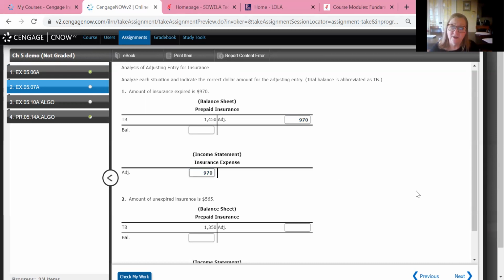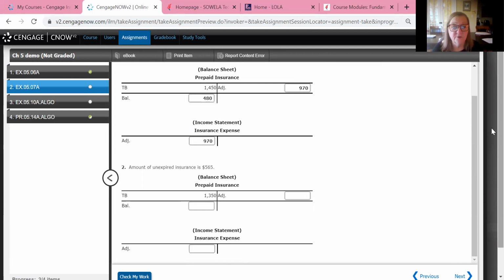So your two little accounts that are partners are prepaid insurance and insurance expense. If you make a credit entry to your prepaid insurance with your adjustment, your debit is going to go to insurance expense. So that one is a piece of cake. How much is left in prepaid insurance? We started with a debit of $14.50, and we credited it for $9.70, which reduced the balance to $4.80. That's all for that one.